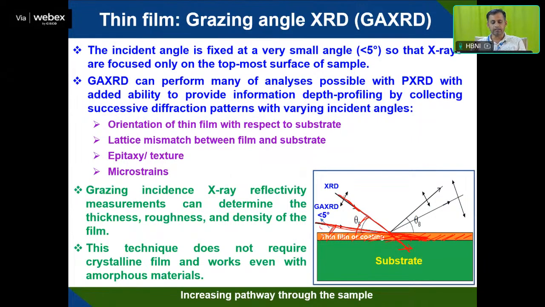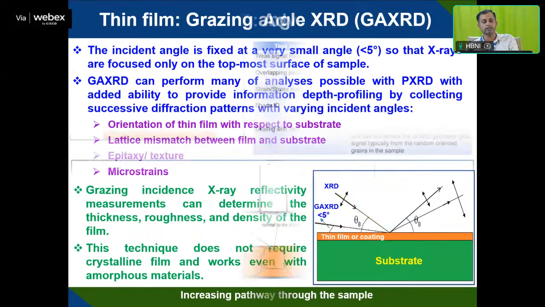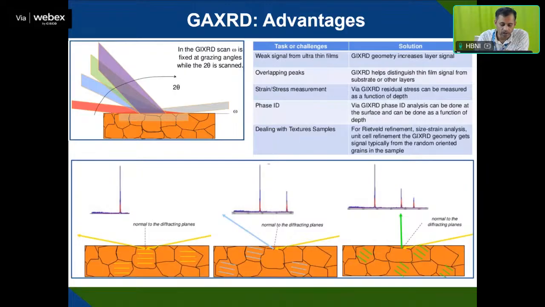Sometimes at grazing incidence, X-ray reflectivity measures the thickness, roughness, and density of the film. Those things can be measured. But this technique does not require a crystalline film. It works even on amorphous material. You can get information about the surface depth profiling by using grazing angle XRD. You can see in the grazing angle scan, omega is fixed at a grazing angle while 2 theta is scanned.